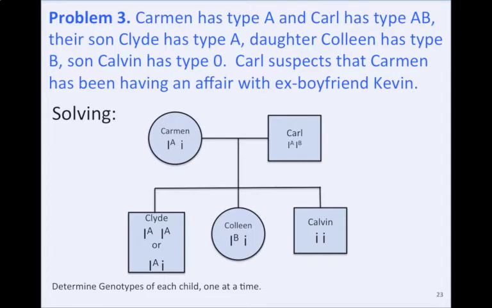For Colleen, she must have gotten the IB allele from her dad, and therefore she must have gotten a little i allele from the mom. If she had gotten the big IA allele from the mom, then Colleen would have ended up being type AB, and that's not what she is. So the answer is Colleen is heterozygous, IB, little i. For Calvin, we already said that's a straight little i, homozygous.